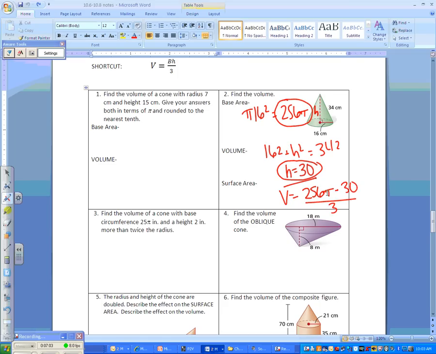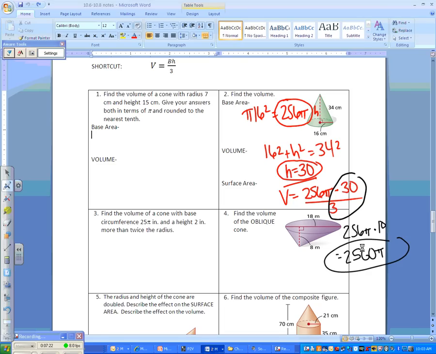Some of you guys are going to want to go to your calculators. Stop right there. Think about it this way. What is 30 divided by 3? That's just 10. So now you have 256 pi times 10, and you don't need a calculator to do that. That's just going to be 2,560 pi, and that'll be the volume, in cubic centimeters.